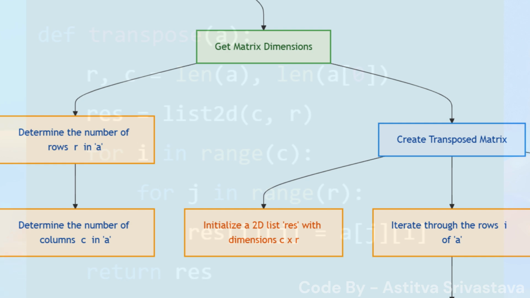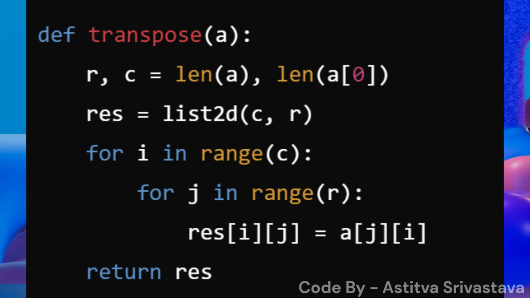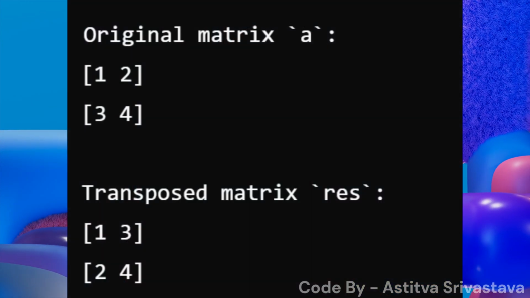Transpose operation. The next part is the double for loop. Outer loop, for each I, which corresponds to columns of the original matrix A. Inner loop, for each j, which corresponds to rows of A. It assigns the element at position of A to position of RES with swapped dimensions. This effectively swaps rows and columns. The function returns the transposed matrix RES.